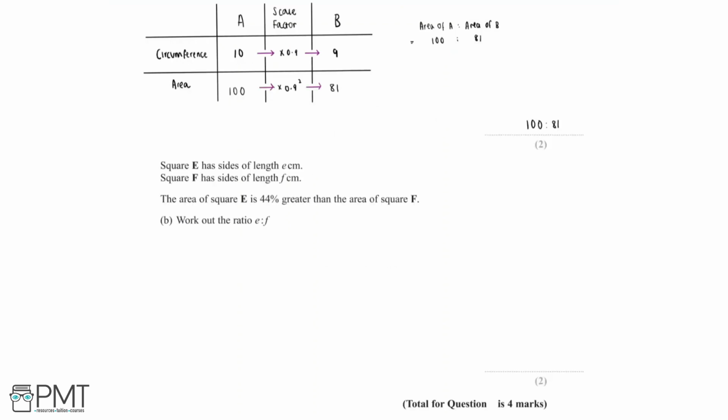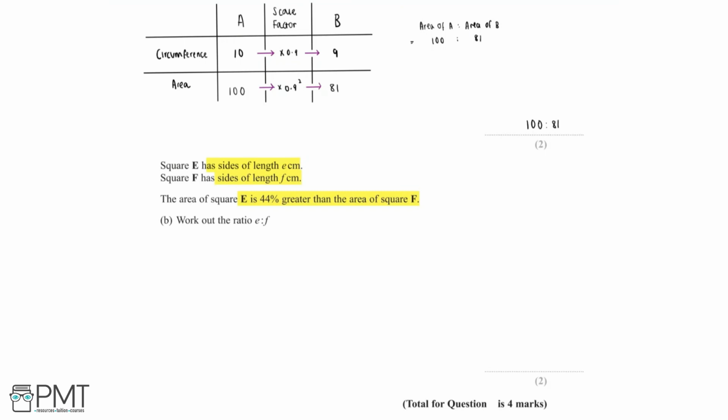Now we need to apply a similar principle in part B. We're told that square E has sides of length E centimeters, and that square F has sides of length F centimeters. The area of square E is 44% greater than the area of square F. And we need to work out the ratio E to F, where E and F are the length of square E and the length of square F.